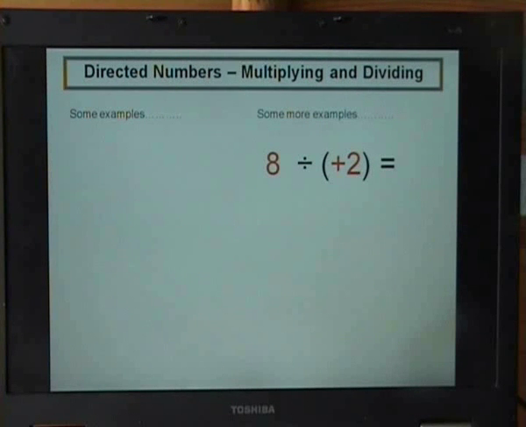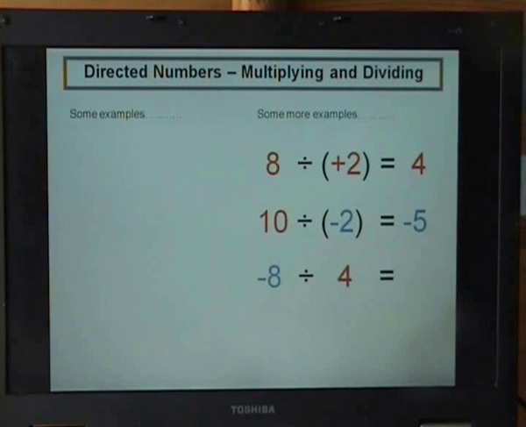8 divided by 2 is 8 divided by positive 2. Well, it's positive 8 divided by positive 2. They're both positives, written in slightly different ways, but the answer clearly has to be 4. 10 divided by negative 2, well that's a positive divided by a negative, the answer has to be a negative. 10 divided by 2 is 5, negative 5. Negative 8 divided by positive 4, well a negative divided by a positive is a negative. 8 divided by 4 is 2, the answer has to be negative 2.